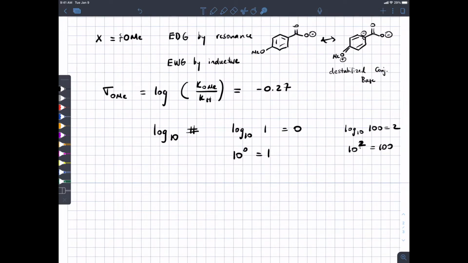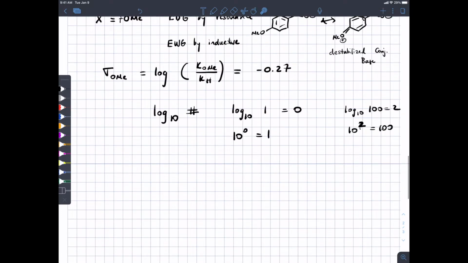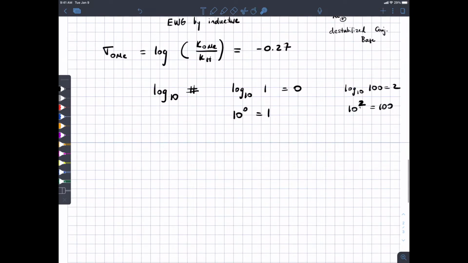So this question: what power do I have to raise 10 to, so that 10 to that number equals this ratio? That's minus 2.7. What is that? What do negative values mean? Right, because logs go negative when you have a number between 0 and 1. The base 10 log of 1 over 10 equals negative 1, because 10 to the negative 1 equals 0.1, which equals 1 over 10, and so on.